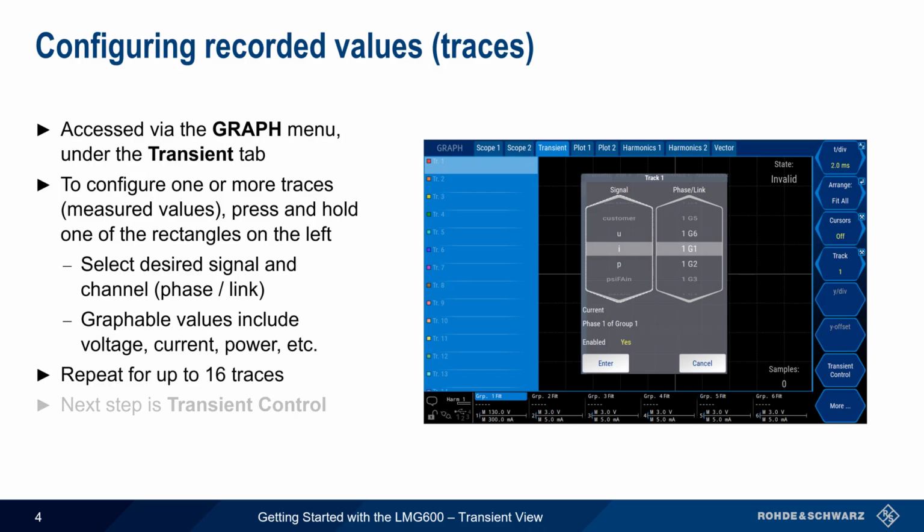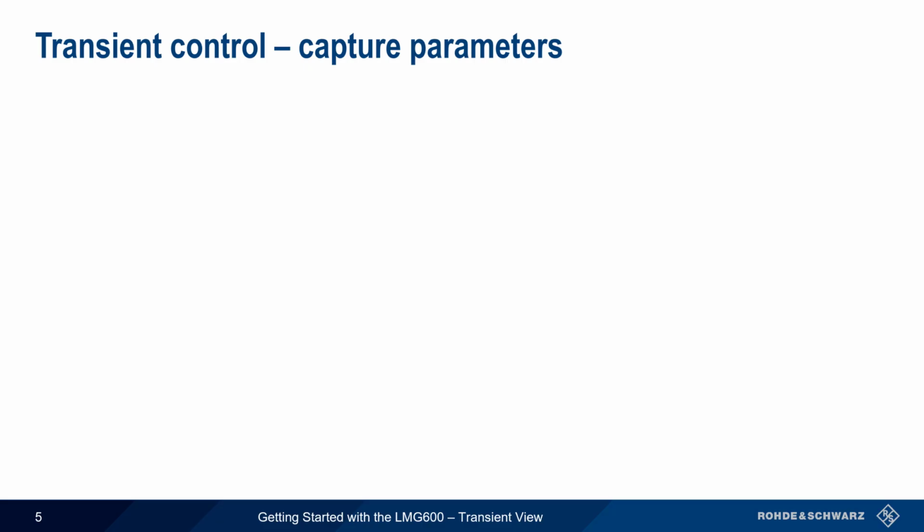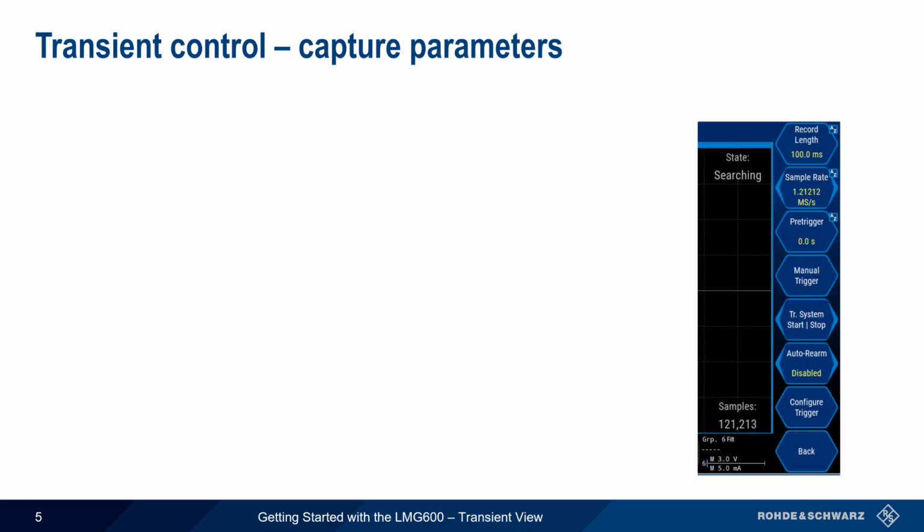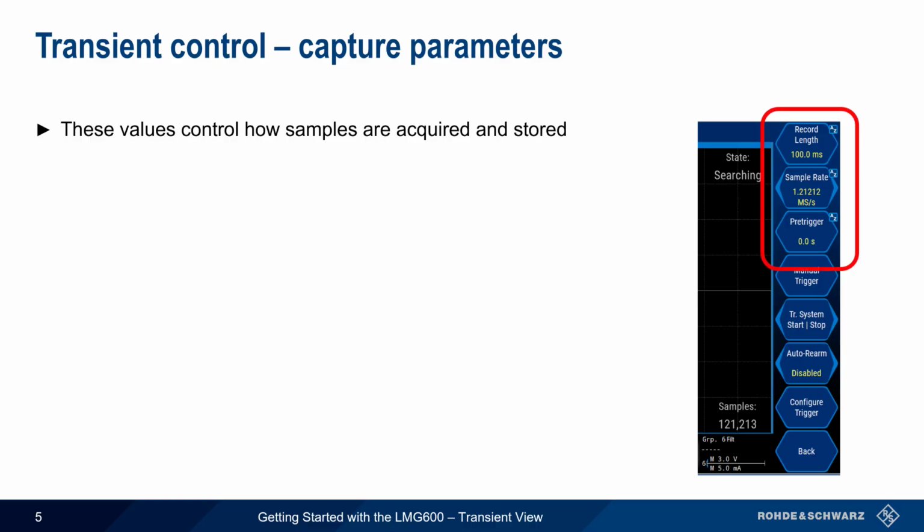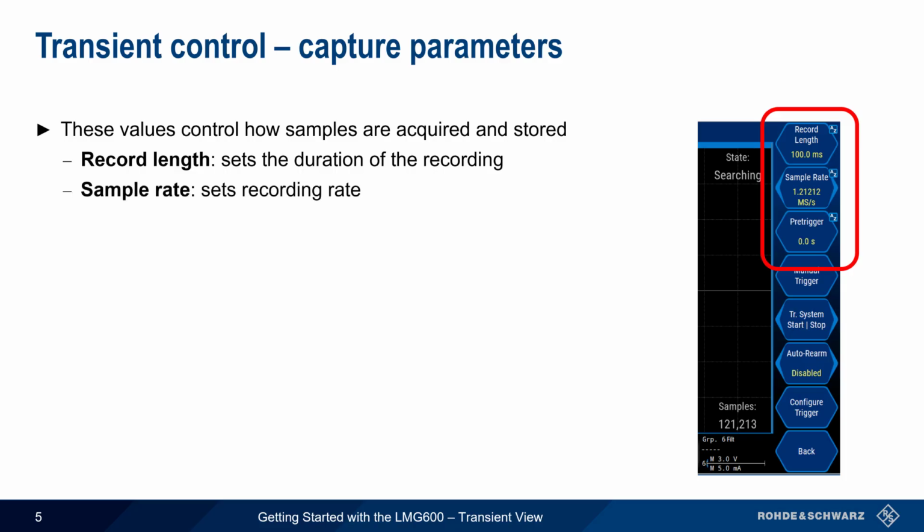After selecting all the desired measurement values, the next step is going to Transient Control, which is accessed by pressing the button in the bottom right corner of the screen. Transient control settings can be divided into two groups, the first of which specifies how samples are acquired and stored. The record length parameter controls the duration of the recording and is entered in units of seconds. Sample rate sets the rate at which data is recorded, with higher values providing better resolution, but requiring more storage. The LMG may adjust this value slightly upwards when needed.